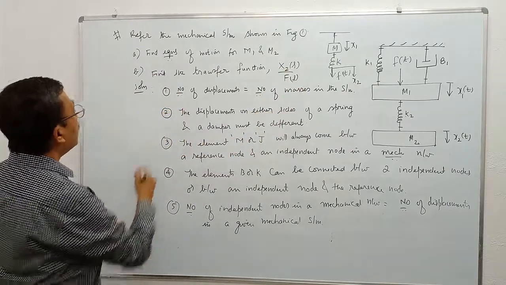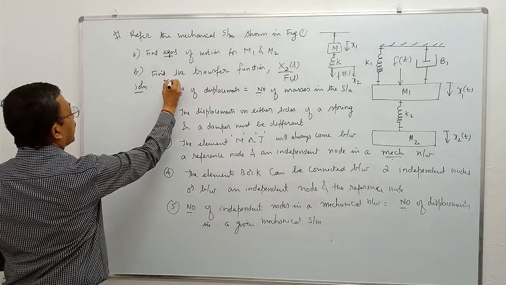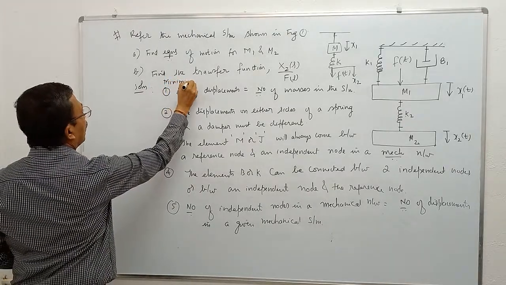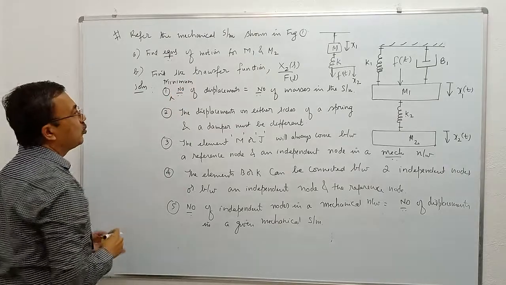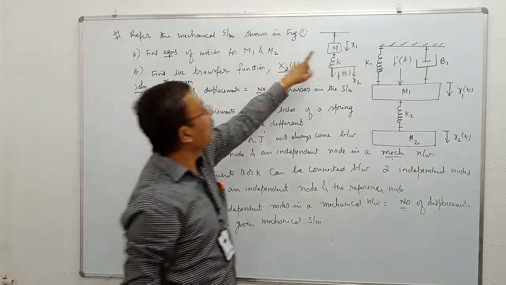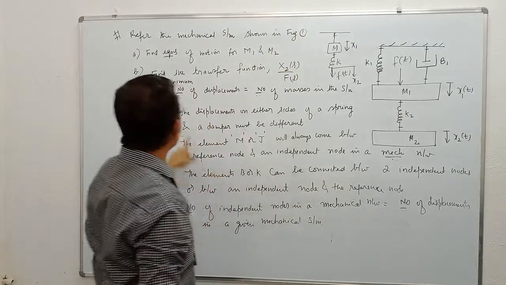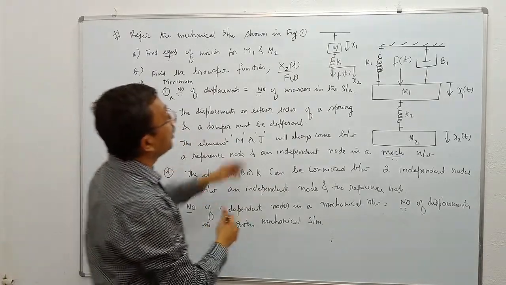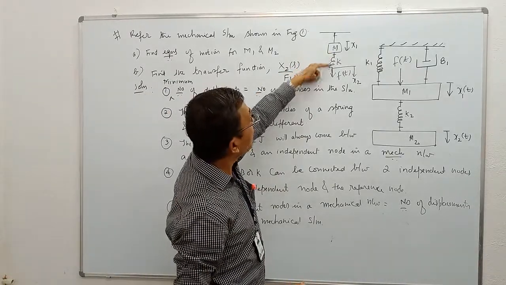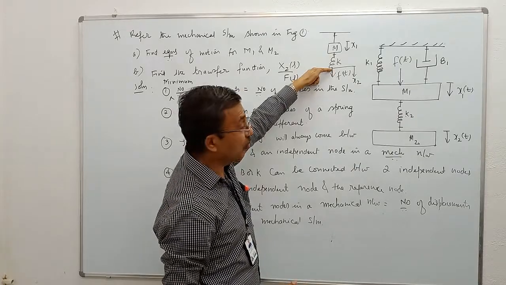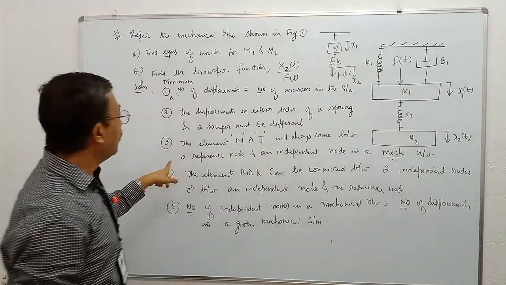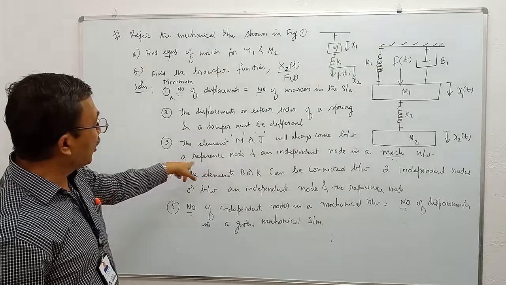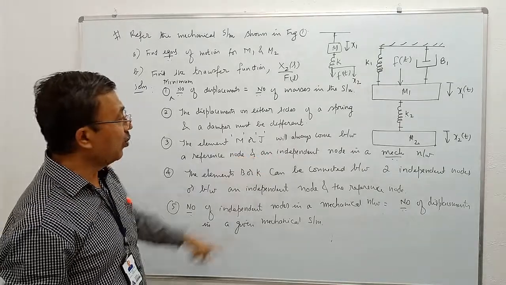I will say minimum number of displacements, that is better. Minimum number of displacements must be equal to number of masses. Therefore, one displacement is a must. The displacements on either sides of a spring and a damper must be different. See here the displacement is x1, on the other side it has to be x2. Note that. The element M or J will always come between a reference node and an independent node in a mechanical network.